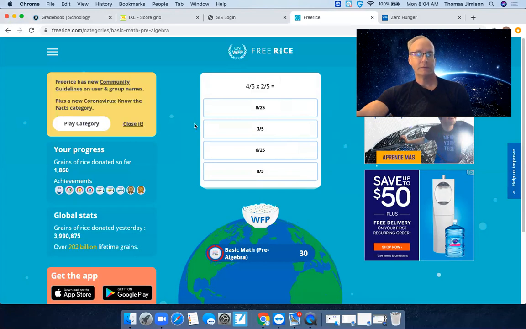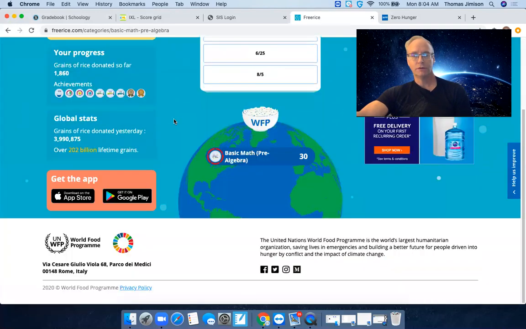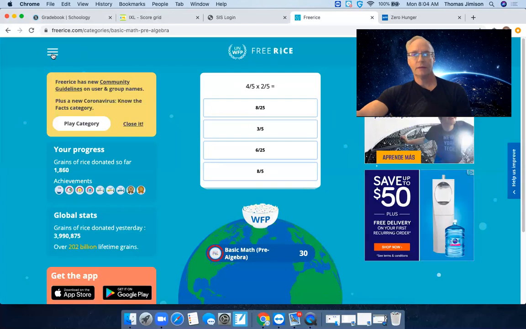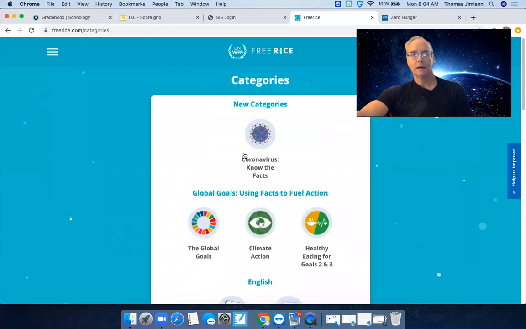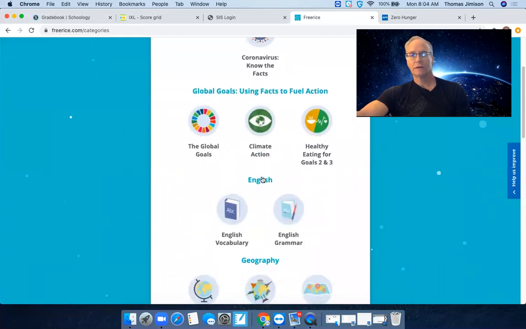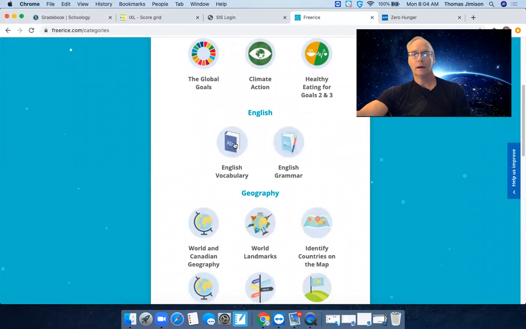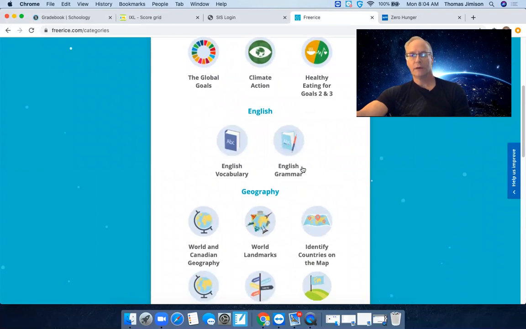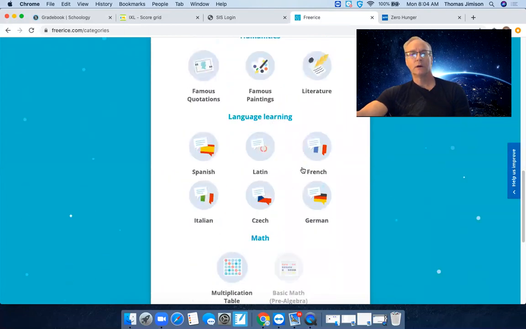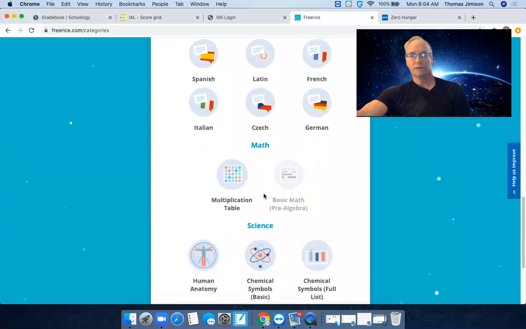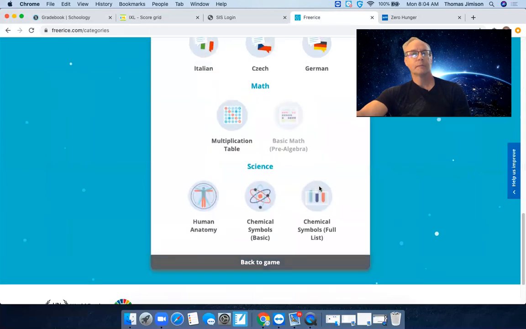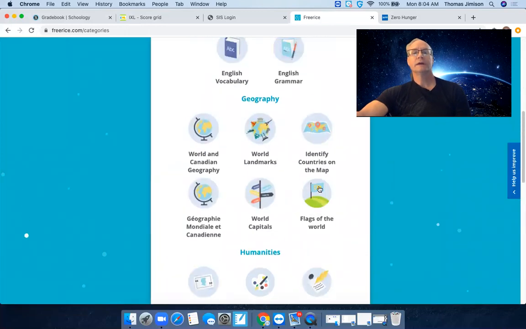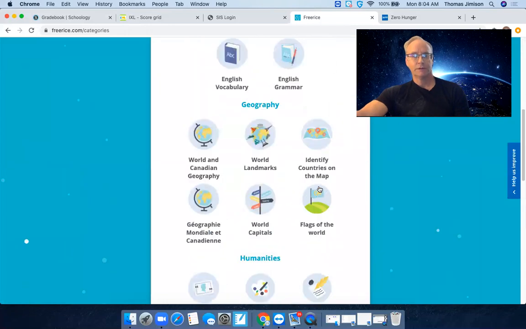Now, the one that comes up the most often when you go to Freerice is the vocabulary quizzes. And if you go to categories, you'll see that you have a lot of choices for different categories that you can study. The first one that usually comes up is English vocabulary. The one, of course, I'd like you to do the most is the multiplication table, the basic math. Where is the other one? They used to have the SAT on here, but I don't see it now. So I'm going to go ahead and go to English vocabulary and show what I mean.